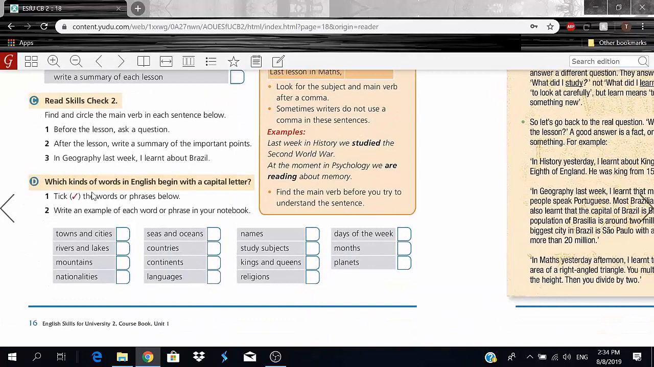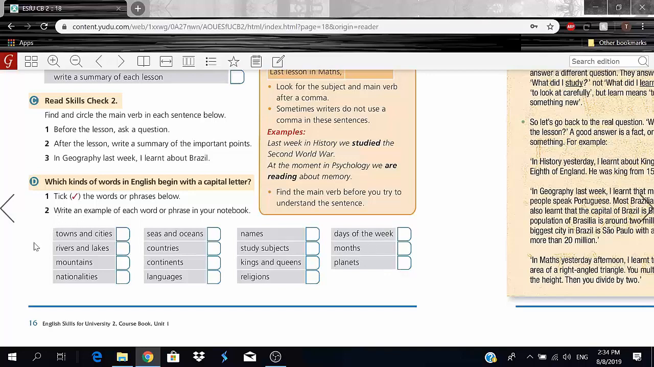Now let's move on. What do we have here? Which kinds of words in English begin with a capital letter? Okay, let's actually take a look here. Towns and cities, yes. Rivers and lakes, yes. Mountains, yes. Nationalities, absolutely. Seas and oceans, I think all of these are correct. Countries, yep. Continents, yes. Languages, tick. Names, yeah, of course. Study subjects, yes. Kings and queens, yep. Religions, yes. Days of the week, yeah. Months, yep. And finally, planets. Planets are going to have names as well, so yeah.